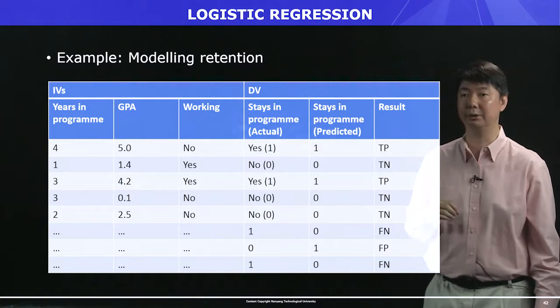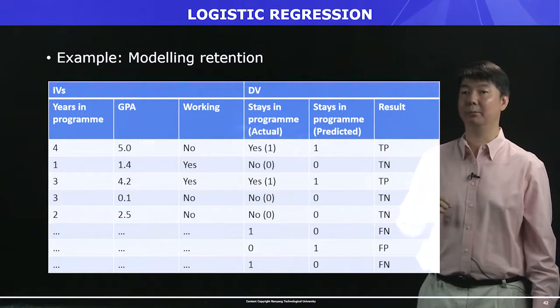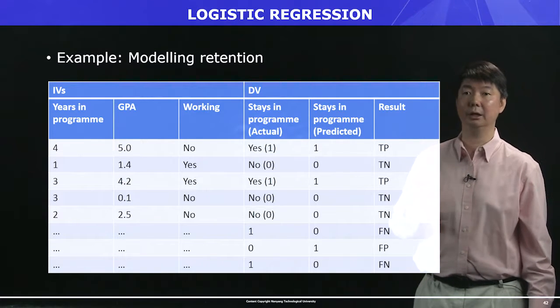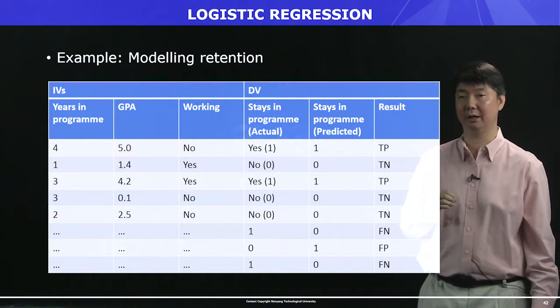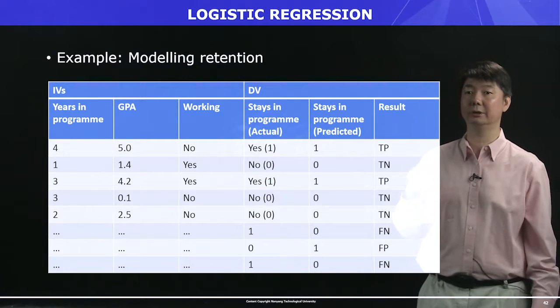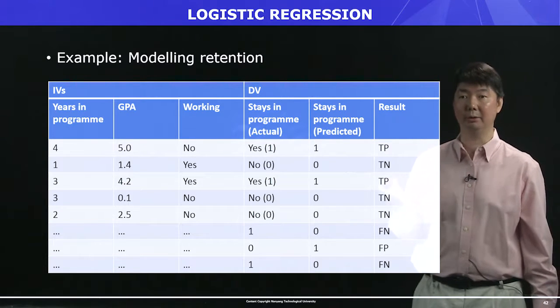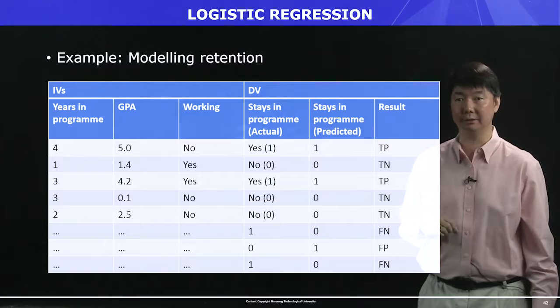So we look at the last row. The student actually stayed in the program, but the logistic regression model predicted no, the student did not stay in the program. So that's an incorrect prediction, and that's classified under false negative because the actual value was 1 and the model predicted 0.